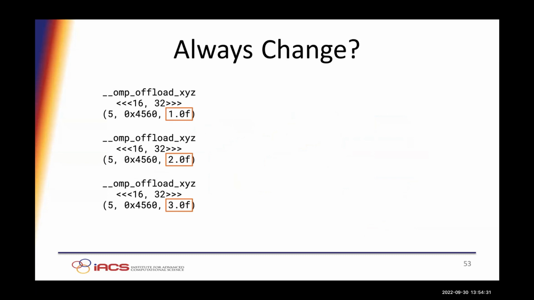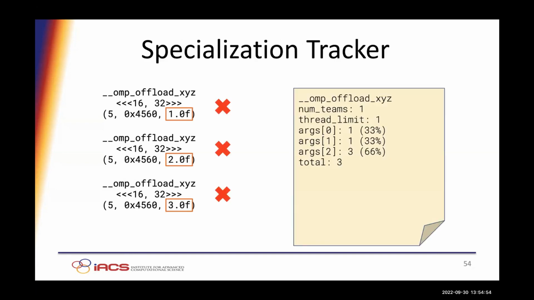There is actually one benchmark in SPEC ACCEL, if I'm not mistaken, it is 552 pep. It has about 1,000 kernel launches, and the only difference is one of the scalar kernel arguments. Therefore, we end up with JITting 1,000 images and loading all of them to the device, which causes a huge overhead. In order to solve this, we introduce a specialization tracker.